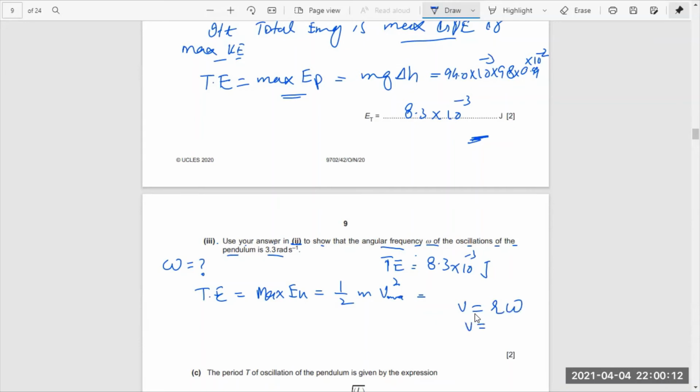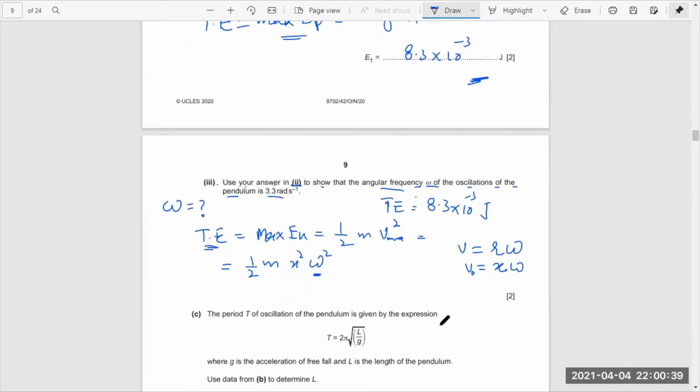And in this specific case, this R is equal to the maximum displacement. So we call it X into omega. So relating this V max or V naught with X into omega, we get the relation equal to half M into X square and omega square. As you have the value of the total energy, it's very simple for us to get the value of the omega out of it.